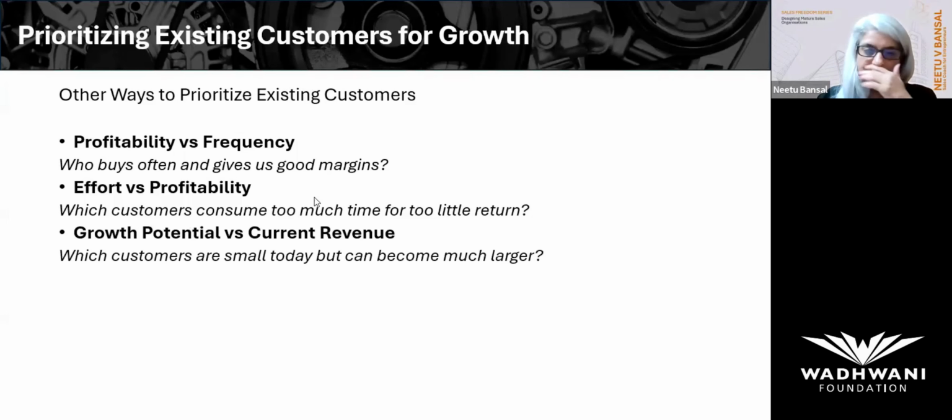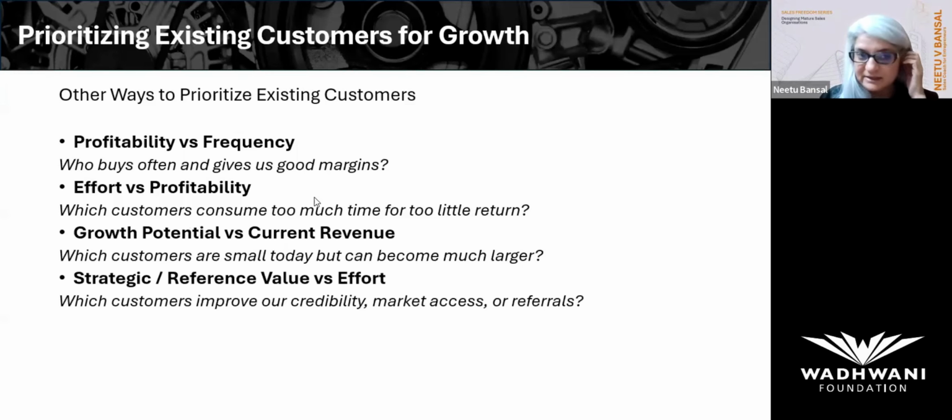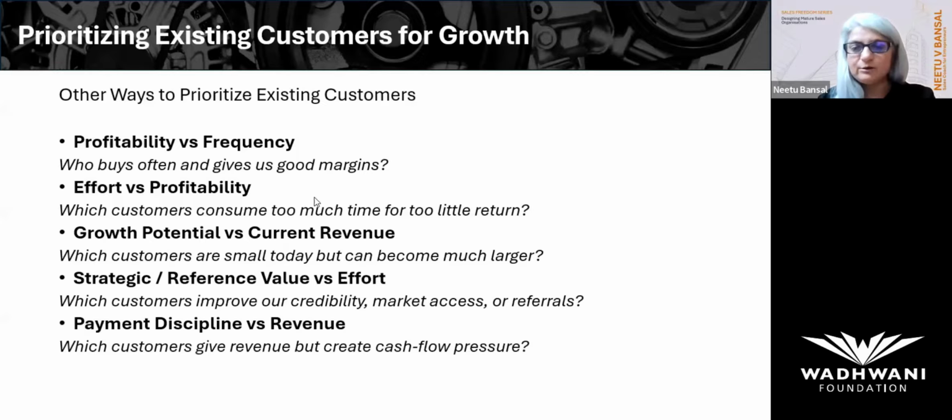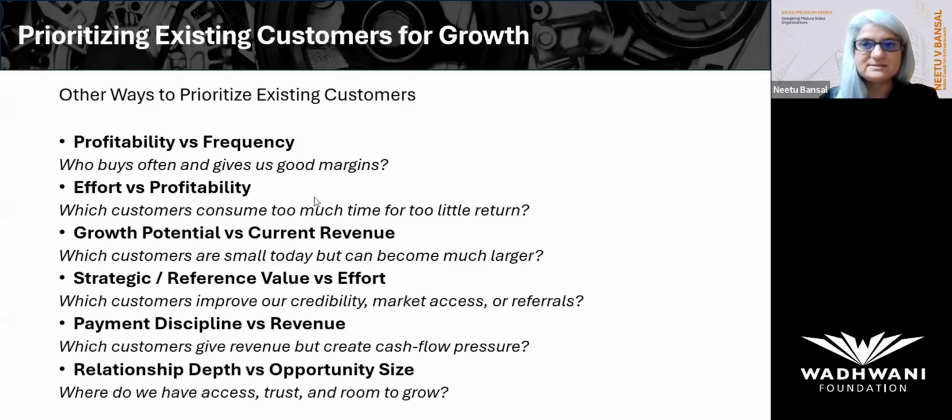You can also use other parameters. I'll not go into detailing right now, but again, this is covered in the workbook. Does anybody have any questions here? Are you clear about this?